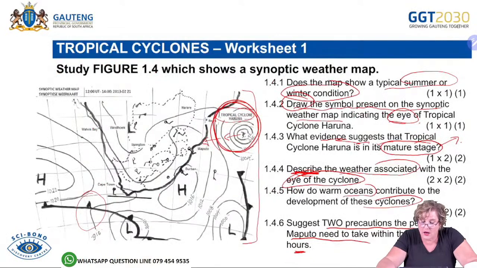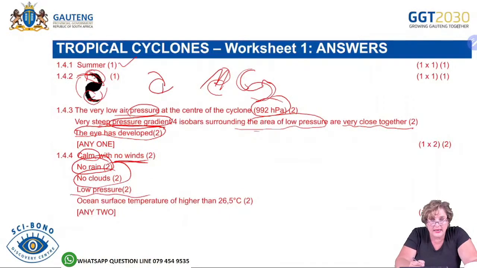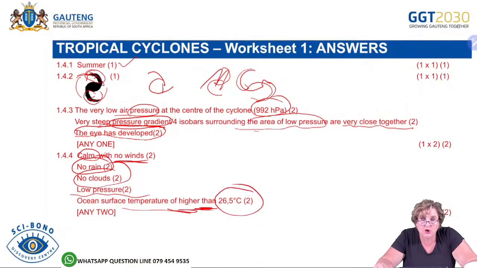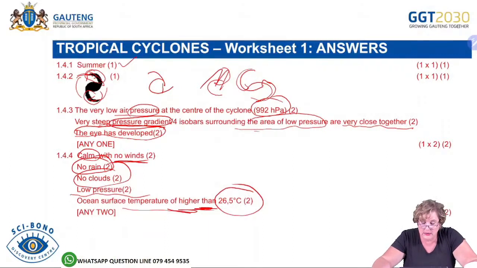Describe the weather associated with the eye of the cyclone. I said that: calm, no wind. There is no rain, no clouds. You can even say the pressure in the eye is extremely low and the surface temperature higher than 26.5 degrees Celsius. So any two of those four, 2 times 2 is 4.